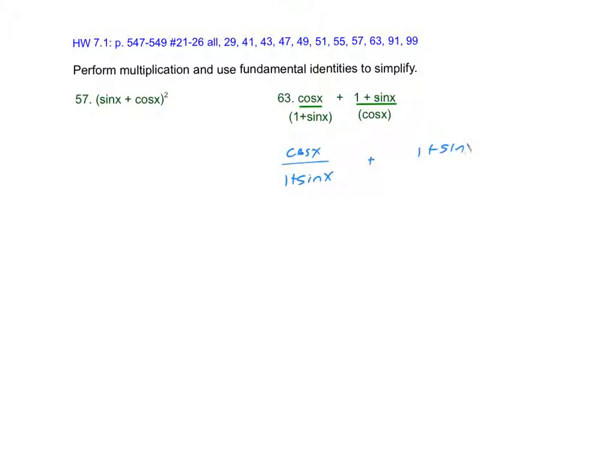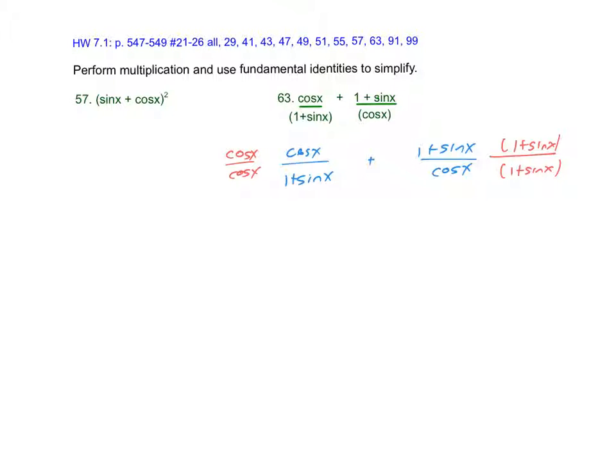So the common denominator for these two fractions is actually the quantity 1 plus sine x times cosine x. So I'm going to multiply the first fraction by a funny form of 1, which is cosine x over cosine x, because cosine x is what's missing from the denominator of the first fraction. And I'm going to multiply the second fraction by a funny form of 1, which is 1 plus sine x over 1 plus sine x. Once I do that, both fractions have the same denominator, which is cosine x times the quantity 1 plus sine x.